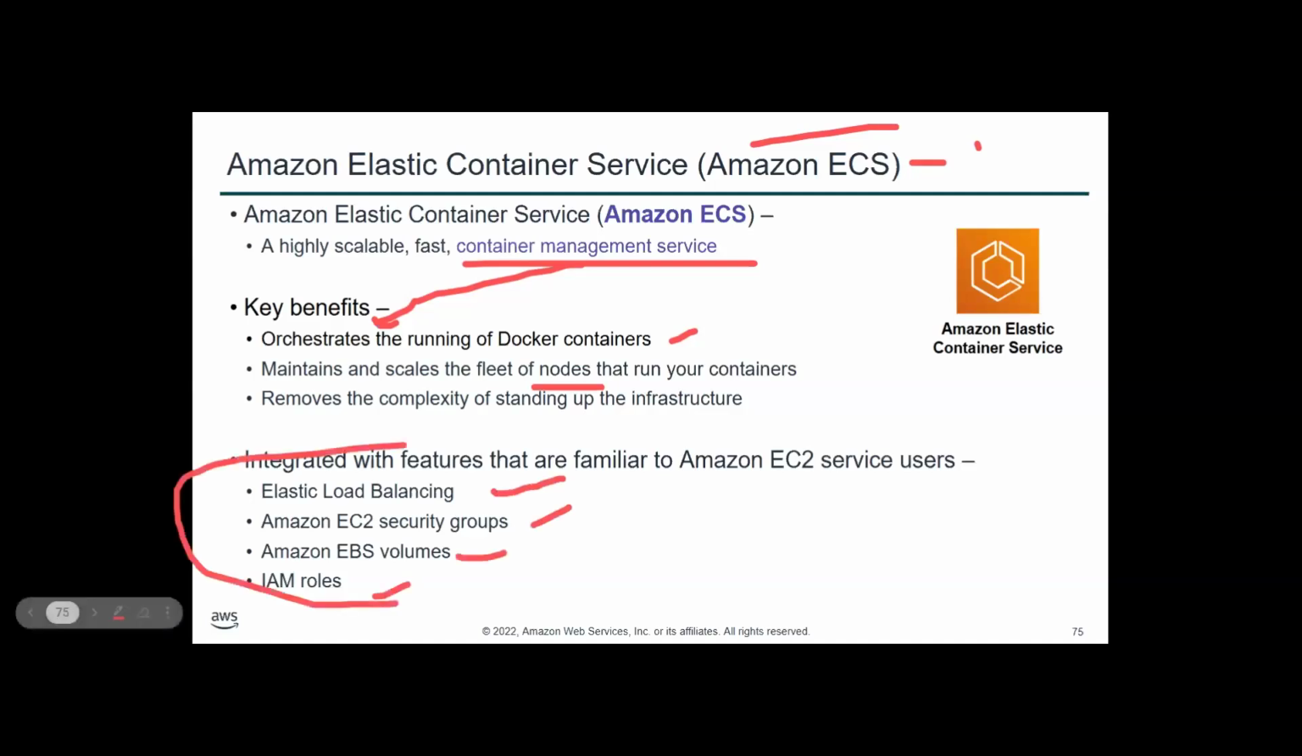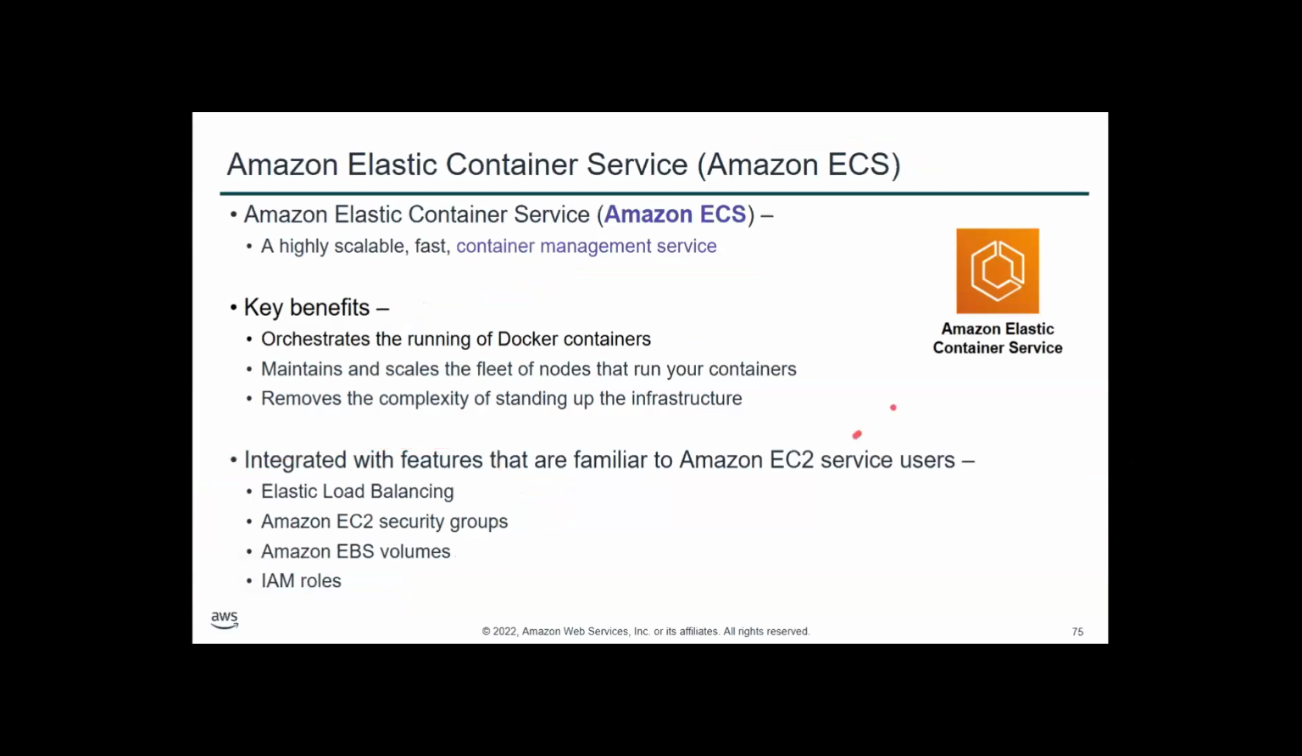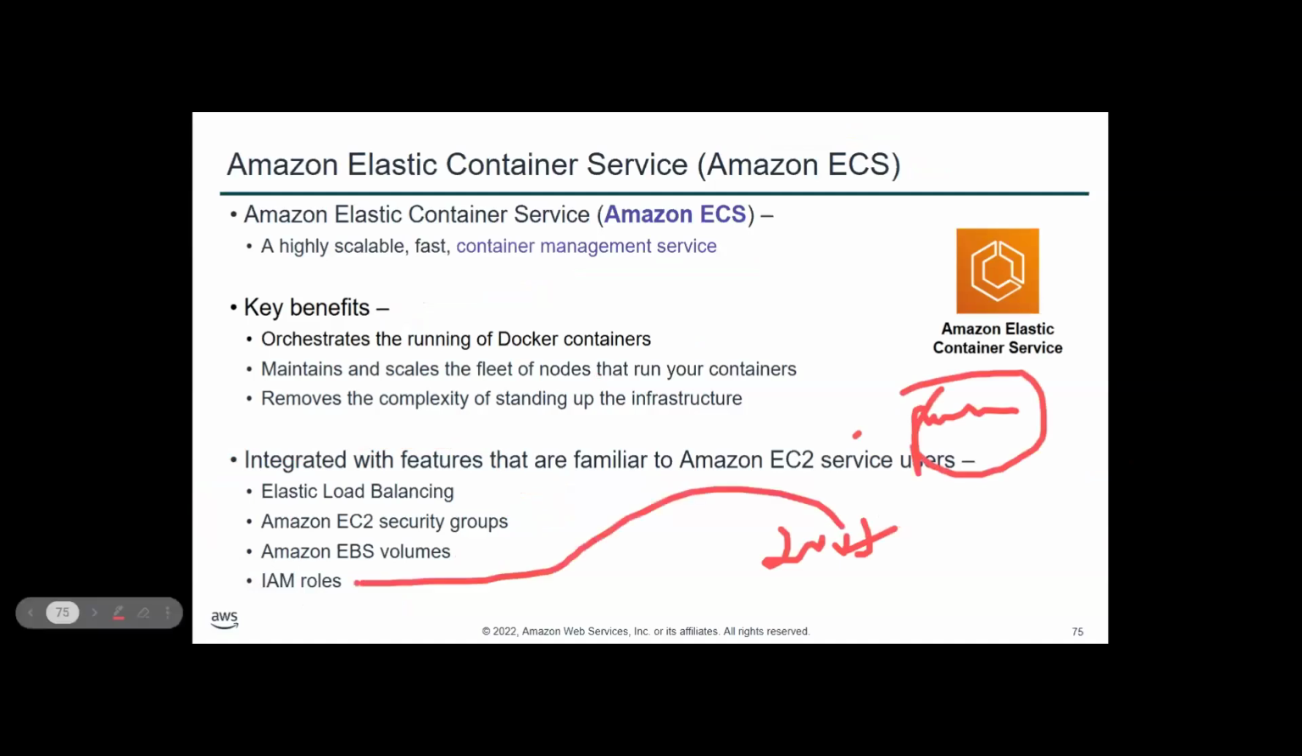We can create an elastic load balancer. We can put security groups as well, and EBS volume for the storage we can have, and you can create IAM roles, because inside AWS services you need permissions. I always told you, whatever services you are taking in AWS, you need permission. That permission we can deploy from IAM roles.